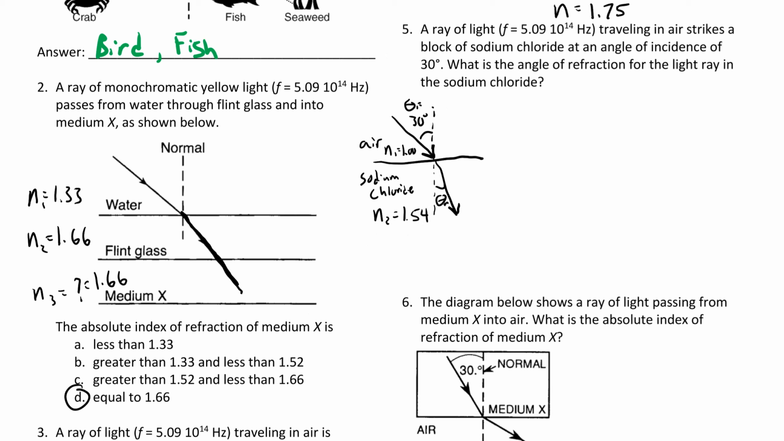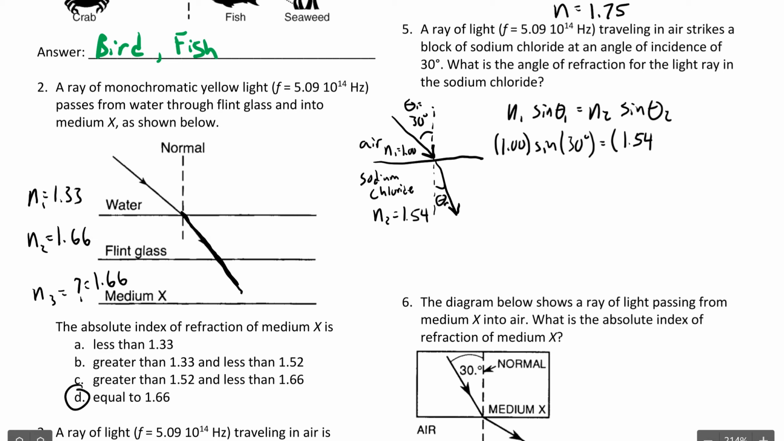And now we could write Snell's law. So n1 sine theta 1 is equal to n2 sine theta 2, and they're looking for theta 2. n1 is air. The first angle they tell you is 30 degrees. That's the incident angle. n2, we looked it up in our reference table, 1.54 for sodium chloride. And you're looking for, again, theta 2, the angle of refraction. So then you just solve.